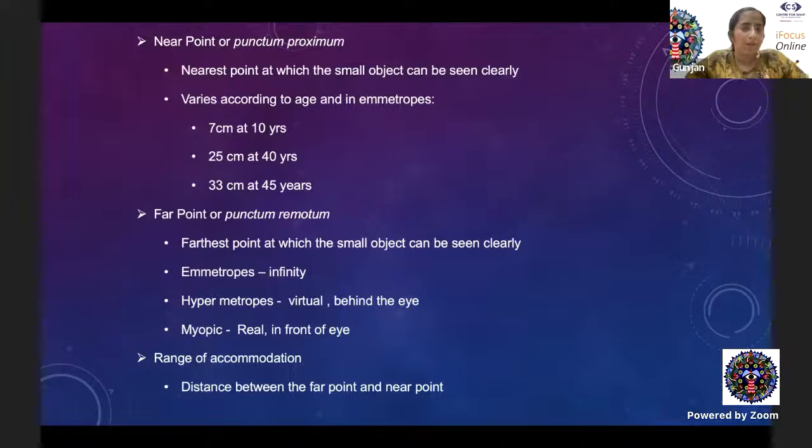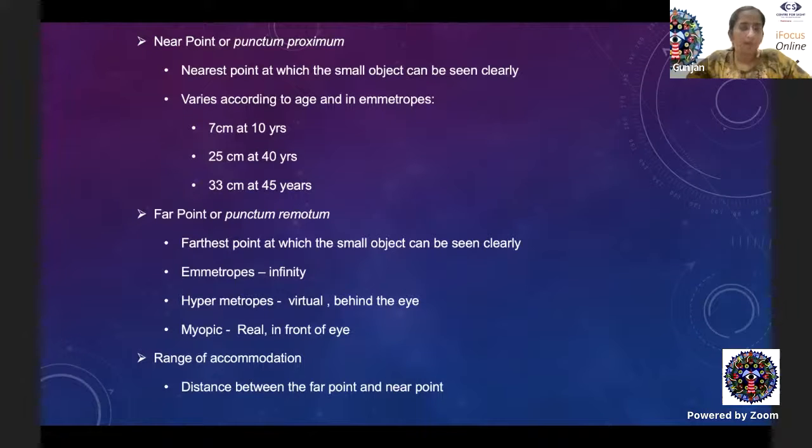So what is the near point of convergence? The near point is the nearest point up to which a person can see objects clearly, beyond which the person has blurring of image. It is a function of age and varies according to age. At 10 years of age, it is approximately 7 centimeters. And as age increases, the near point of accommodation recedes further back. At around 40 years of age, it is 25 centimeters. At 45 years, it's around 33 centimeters.